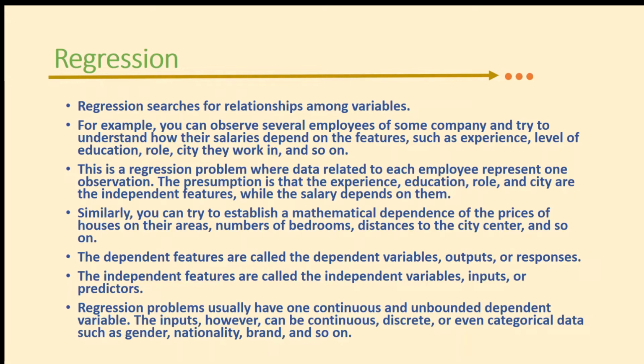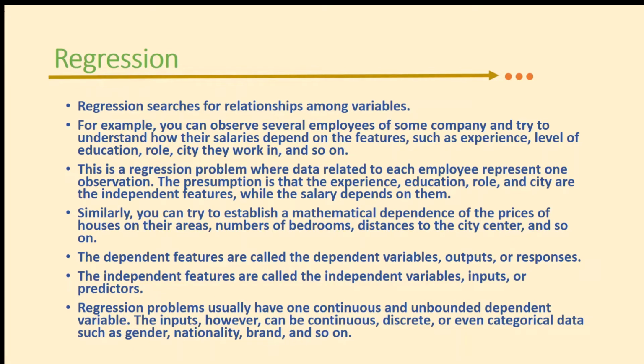In these two examples, in the first example, the salary of the employee is the target feature, and in the second example, the price of the house is the target feature. So these target features are called dependent variables, and all other input features such as educational qualifications, experience, the role, the department, the location of office, all those things are called independent variables.